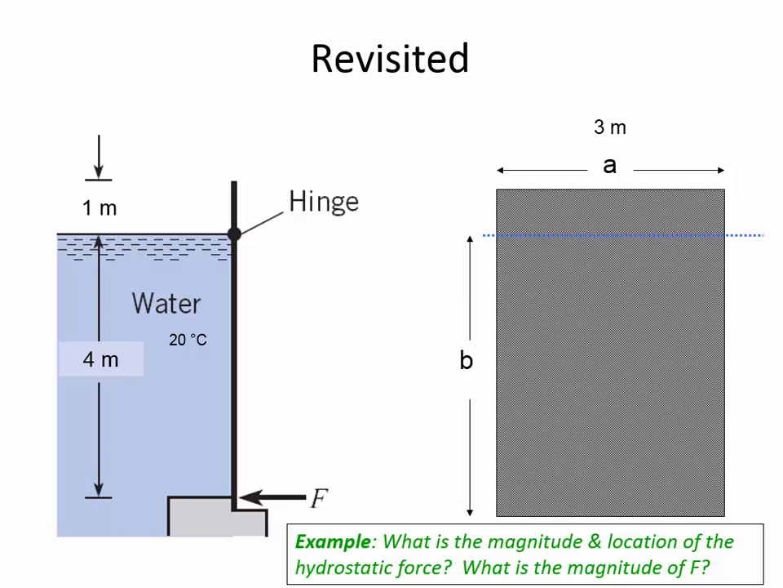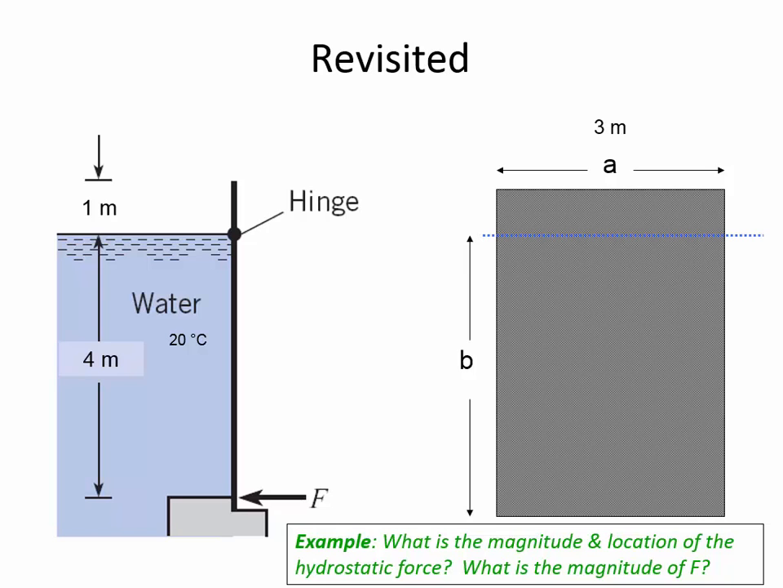Okay, so we've calculated the magnitude and location of the hydrostatic force. If I ask you for the magnitude, it's the pressure at the centroid times the area, and then the location means calculate YCP. Now the next thing is, what's the magnitude of this force F that's keeping the gate closed? And to do that, we have to set up a very simple moment balance, saying that the counterclockwise moment that's trying to force that gate open is going to be resisted by the clockwise moment of that force F that's pushing to keep the gate closed.